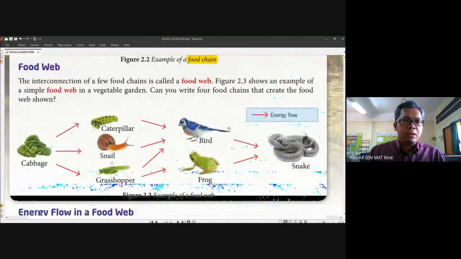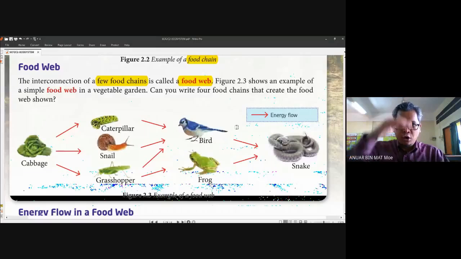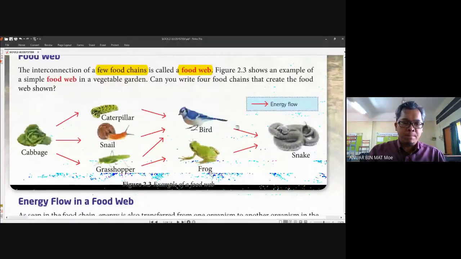food web. A food web is a few food chains combined together. We call it a food web. That's all. You have many food chains, we combine the food chains, and then we call it a food web.